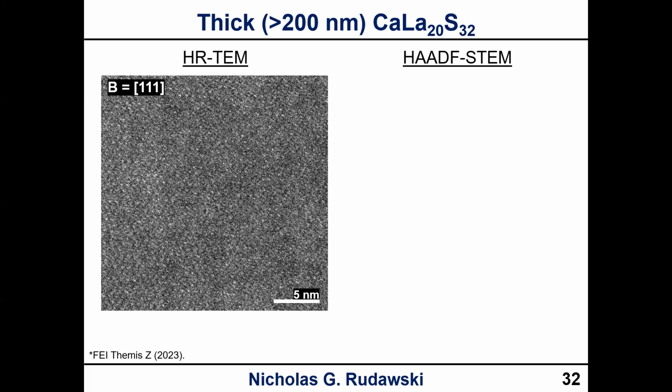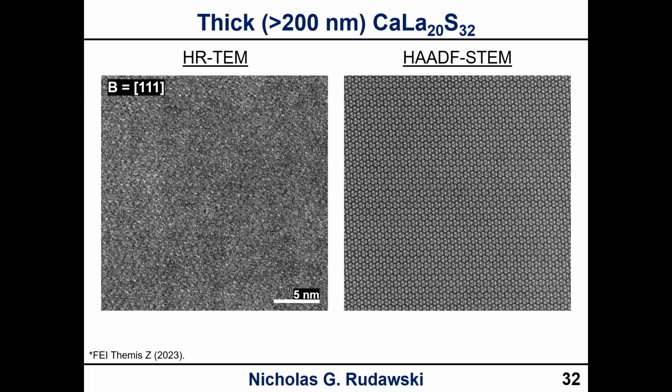strong Bragg scattering, okay? If the sample gets very thick, you have a suppression of the Bragg scattering, okay? So if you have a suppression of the Bragg scattering, it's going to be very hard to get a decent high res image from it. But if instead we take a HAADF-STEM image of the same thing, well, that's a big improvement in terms of what we can see, okay?